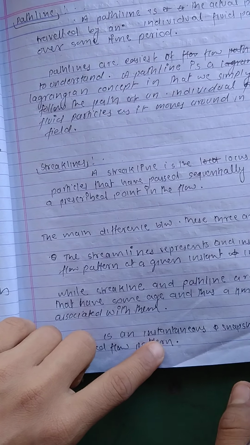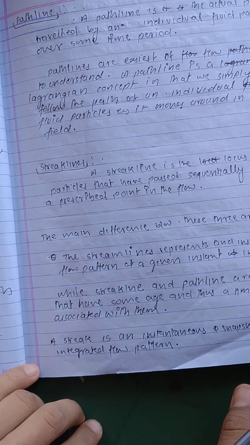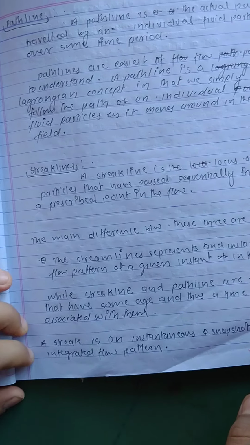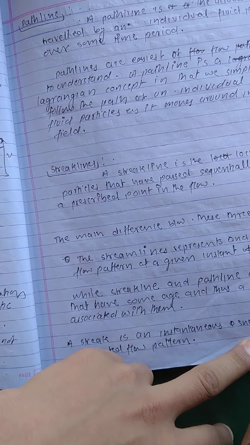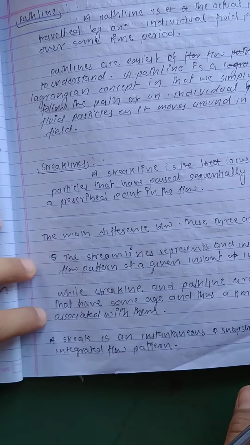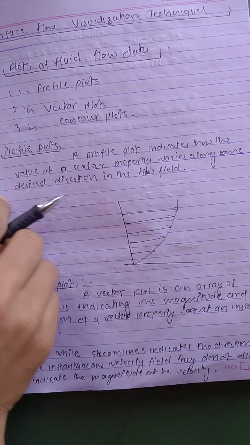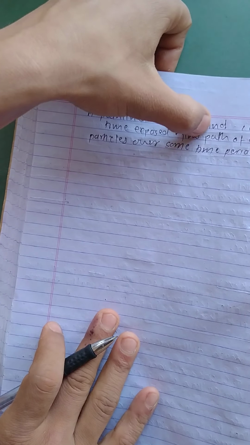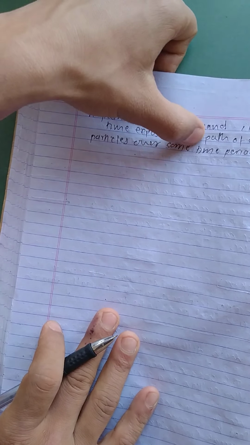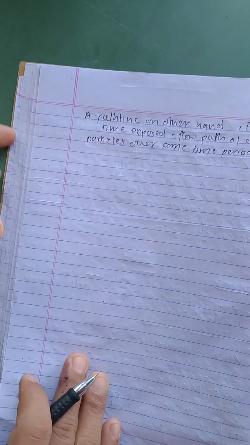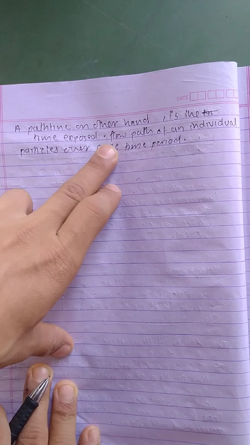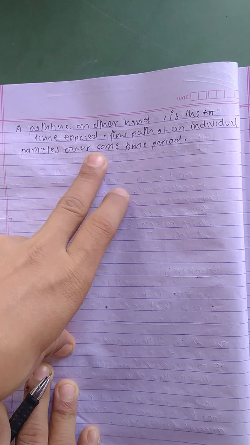A streak line is an instantaneous snapshot of a time-integrated flow pattern. A path line, on the other hand, is the time-exposed flow path of an individual particle over some period of time.